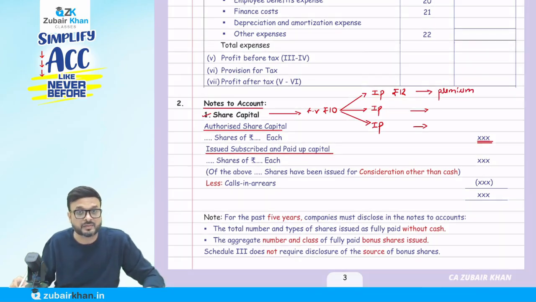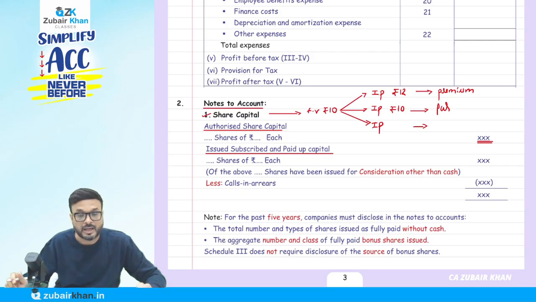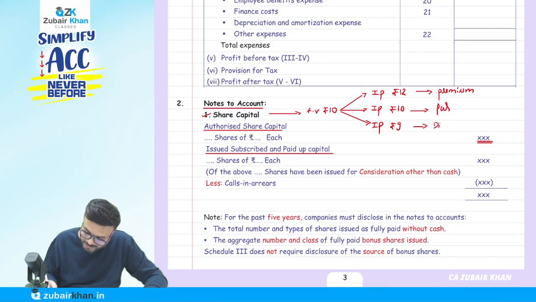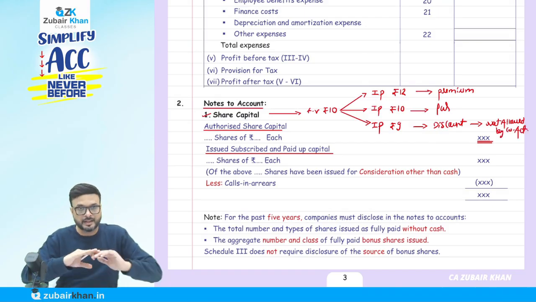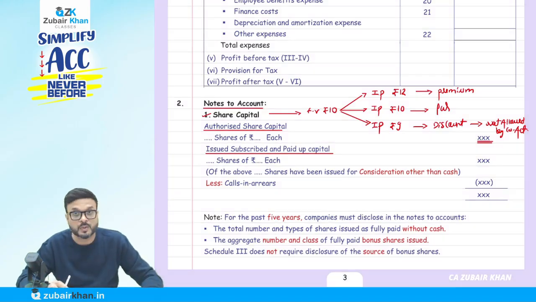If the face value is rupees 10 and I am issuing at 10 only, it is at par. If the face value is rupees 10 and I am issuing at 9, it is at discount. You will never see an issue of shares at discount because it is not allowed by the Companies Act. So you will never see us issue shares at discount. Face value of the shares, can we issue at 9? The answer is no, because it is not allowed by the Companies Act.